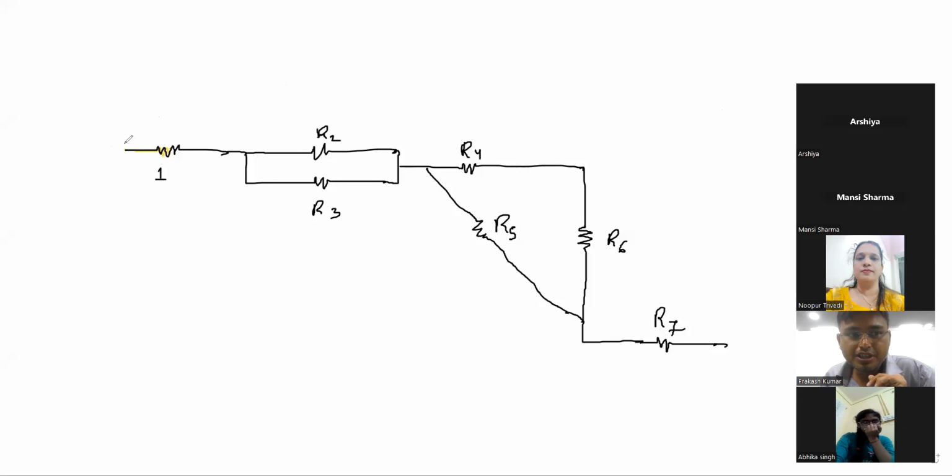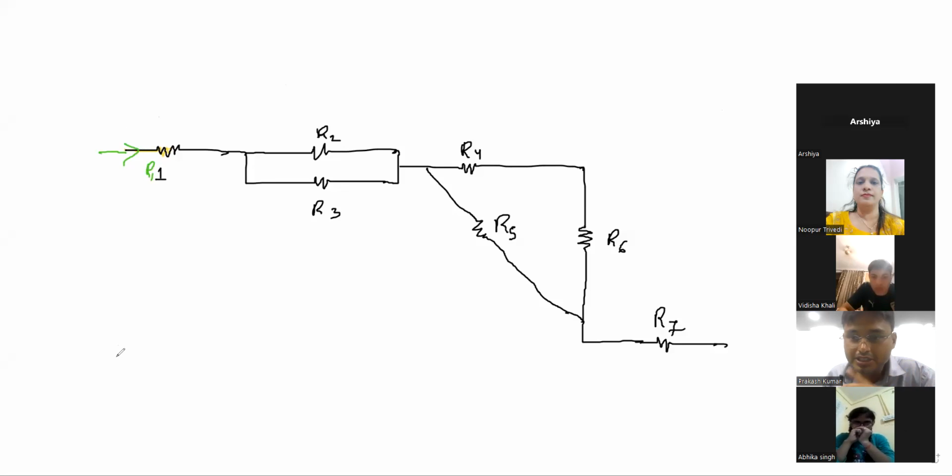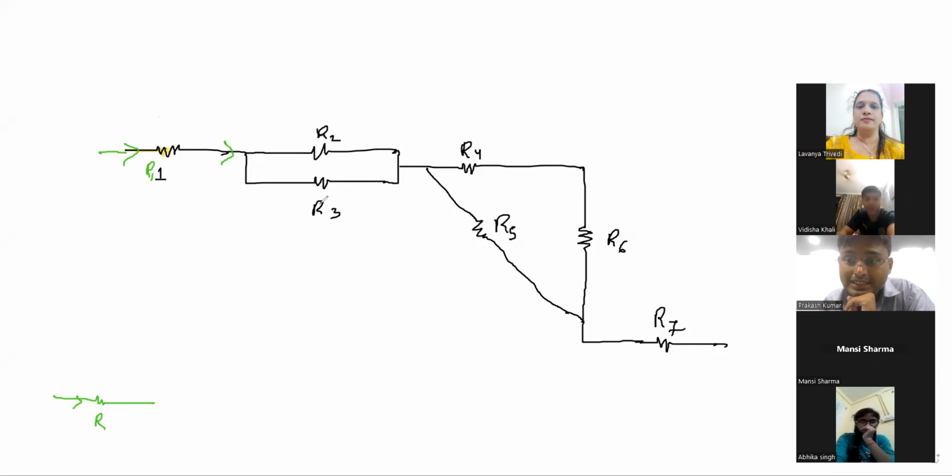For suppose current enters from here, okay? So this is R1, right? I'm drawing this figure here in a simple way. This one is R1. Fine. Current passes from here. Now after coming here, R2 and R3 are in parallel or series? Parallel, sir. How are you able to realize? Because it's dividing.